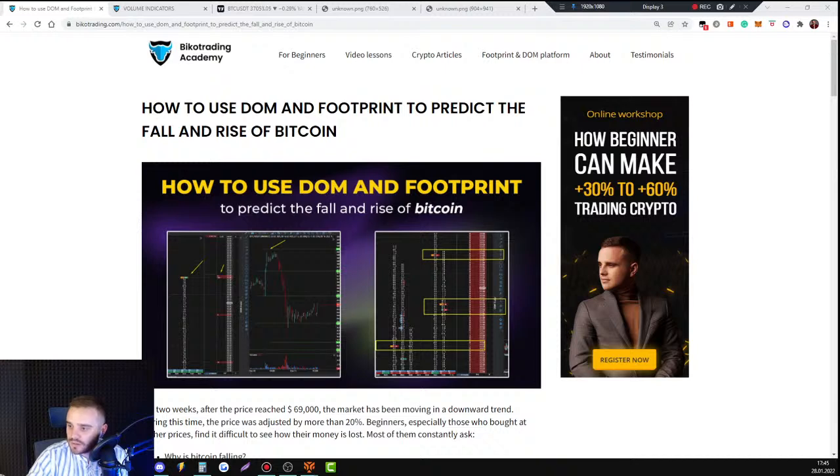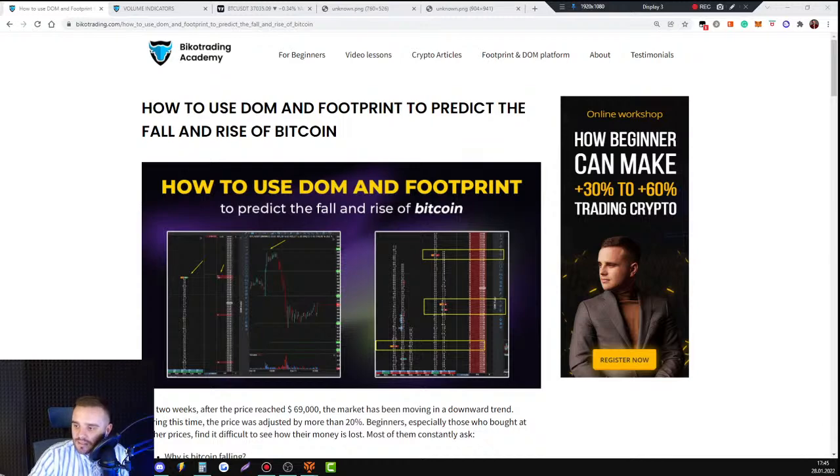Farzi asks, where is the Bitcoin price floor? We'll cover that topic after we finish how to use DOM and Footprint, because we should finish this topic and after that jump to it. I want all people that came here to fully understand this topic.